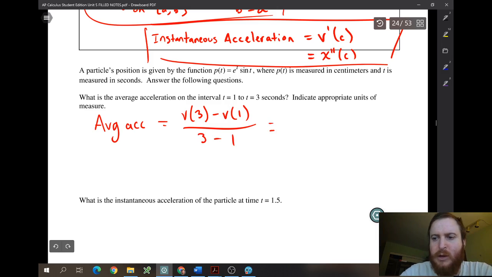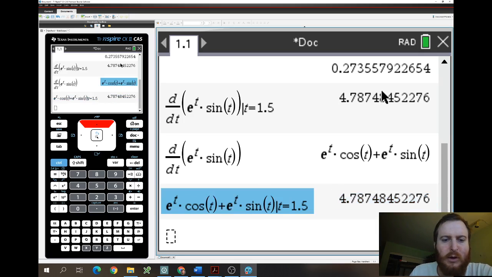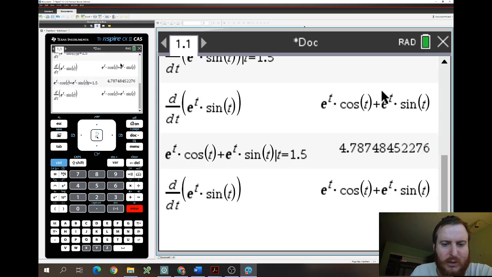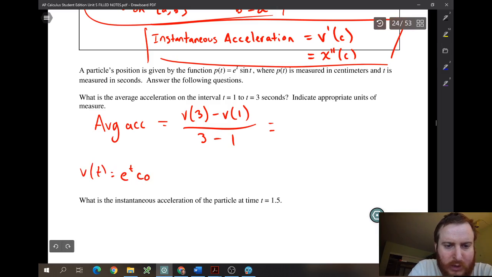Now on our calculator, we don't have the formula for v. We have e to the t sine of t, but we did this already, and if you haven't, you can enter this line without the at. So the derivative is e to the t cosine of t plus e to the t sine t. I might even write that out to help me: v of t would be e to the t cosine of t plus e to the t sine of t. That's our formula for v of t.